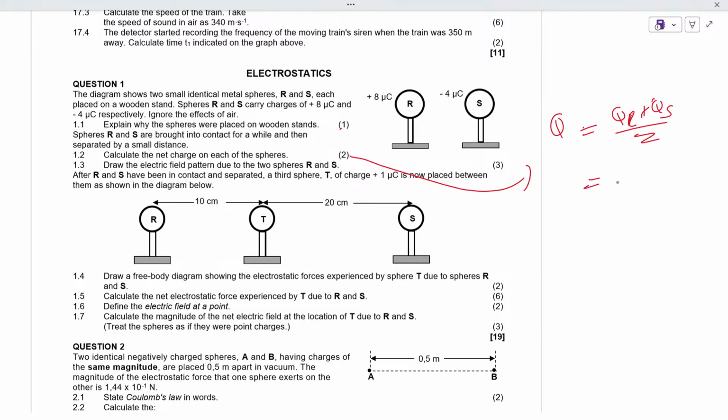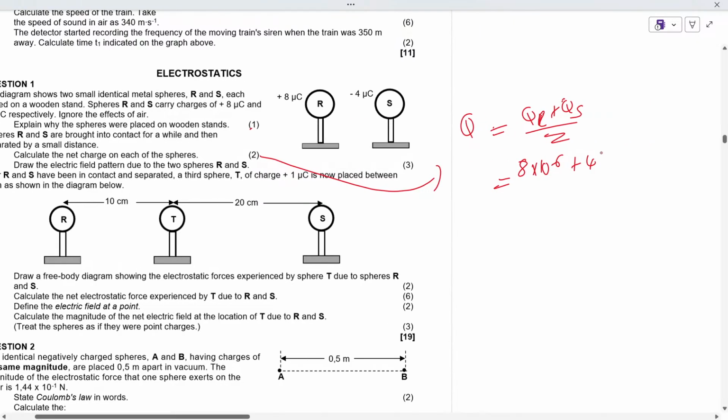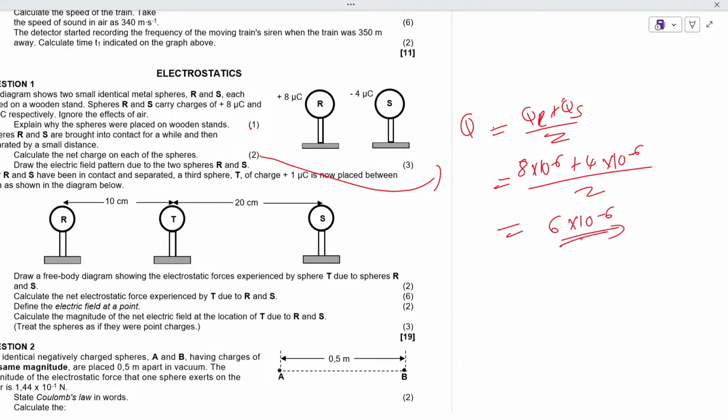And then you come and say 8 micro, and you must know that micro stands for times 10 to the power negative 6. Then you say plus, and then nano, this is also micro. Plus 10 to the power negative 6, and then you divide by 2. So it's going to be 8 plus 4, which is 12, and then 6. Yes, it's 6.